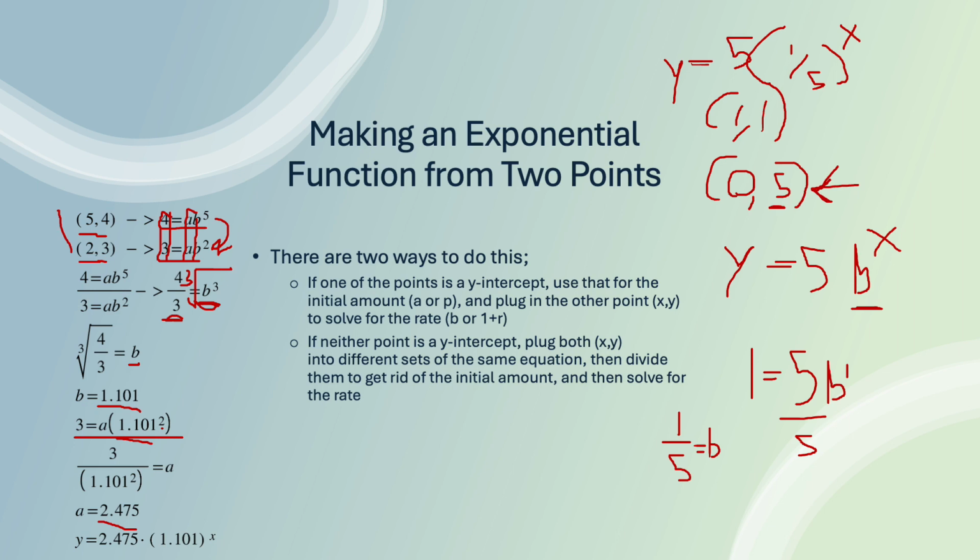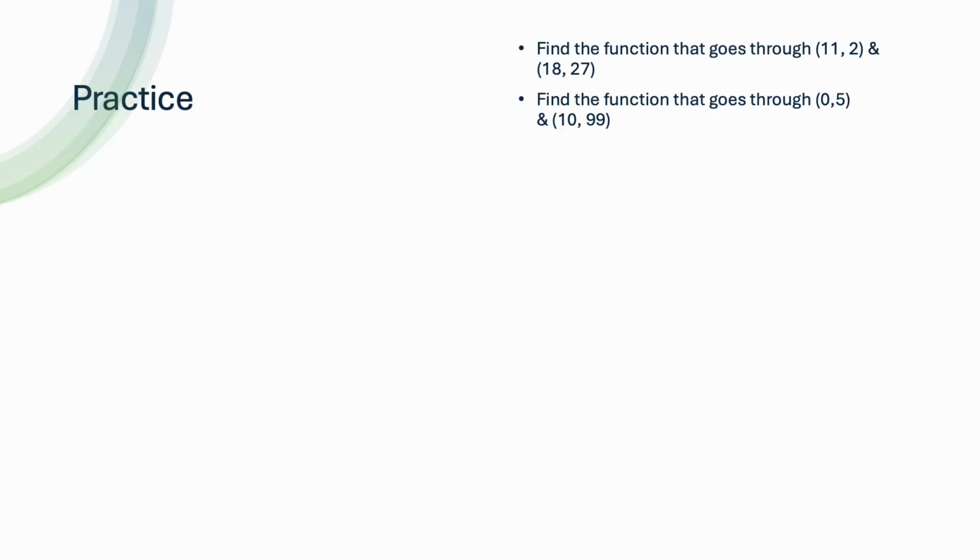And so basically what you got to remember here is all you're doing is basically plugging in the points, dividing them to get rid of the a, solving for b, plugging b in with another point, and then solving for a. So let's do some practice. We will have one of each problem. One where the y-intercept is given and one where the y-intercept is not given. So let's do the harder one first.